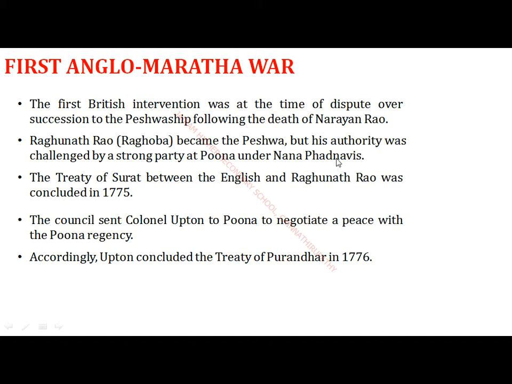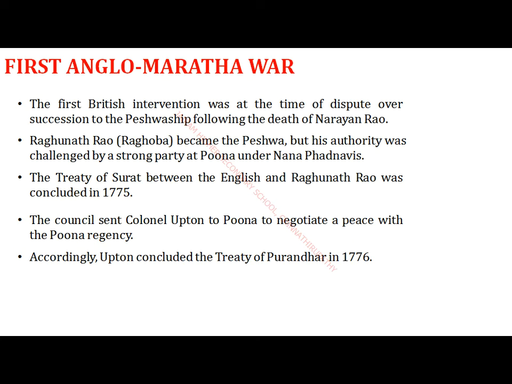Okay, Nana Padnavis. The Treaty of Surat. See, Nana Padnavis did not wish to elect Raghuba as the Peshwa of the Maratha region after Narayan Rao. So he was against Raghunath Rao. Okay, yes. So for that, the Treaty of Surat between the English and Raghunath Rao was concluded in 1775. How? That we are going to see here now.